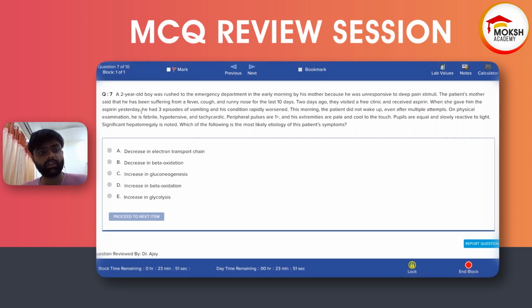When she gave him aspirin yesterday, he had 3 episodes of vomiting and his condition rapidly worsened. This morning, the patient did not wake up, even with multiple attempts. On physical examination, he was afebrile, hypotensive, and tachycardic. The peripheral pulse was +1, and extremities were pale and cool to touch. The pupils were equal and slowly reactive to light. Significant hepatomegaly is noted. Which of the following is the most likely etiology of this patient's symptoms?